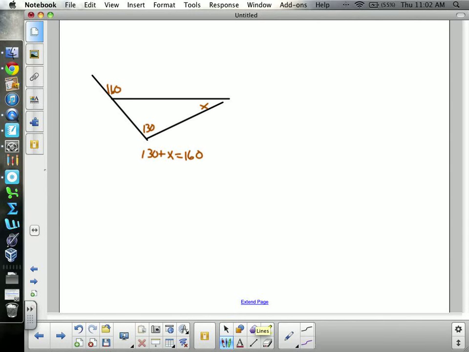But what most people will do is they'll revert to this. Say, oh, well, this is 20 right here. And 130 and 20 is 150. How much is left over here? That must be 30. Most people will do it that way, the puzzle solving way. And I don't care which method you use, just that you find the angle. Thirteen. Very similar.